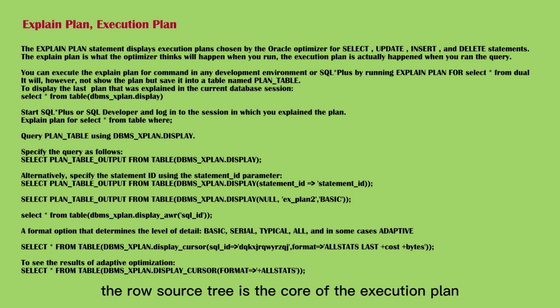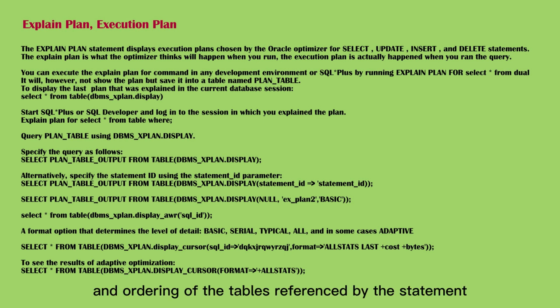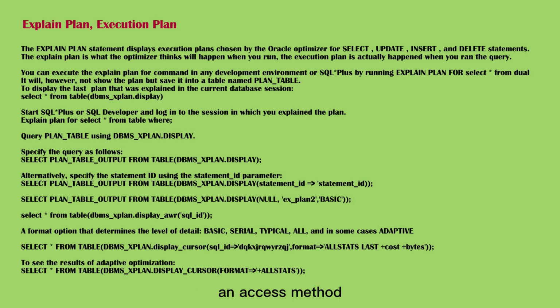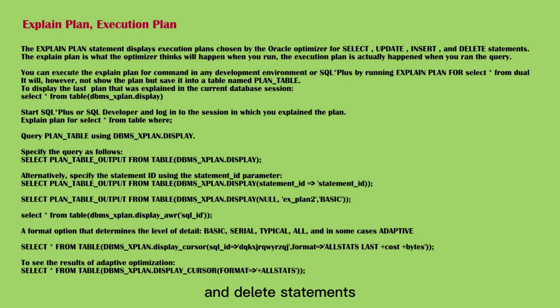The row source tree is the core of the execution plan. It shows the following information and ordering of the tables referenced by the statement. An access method for each table mentioned in the statement. The explain plan statement displays execution plans chosen by the Oracle optimizer for select, update, insert, and delete statements.